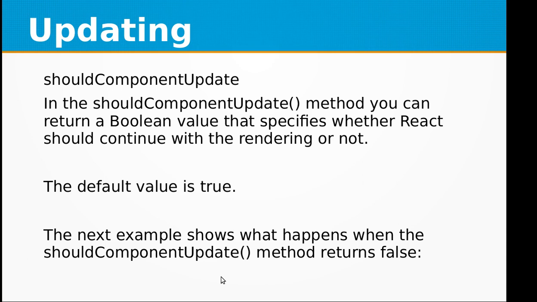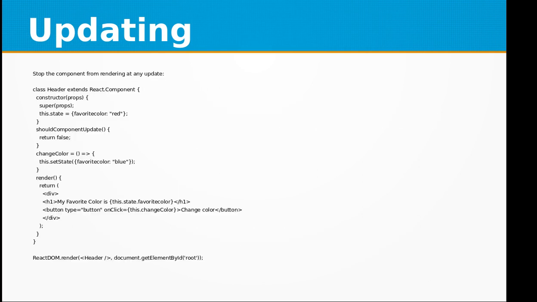Okay, let's look at the second important component method, that is shouldComponentUpdate. In the shouldComponentUpdate method, you can return a boolean value that specifies whether React should continue with the rendering or not. The default value is true. The next example shows what happens when the shouldComponentUpdate method returns false.